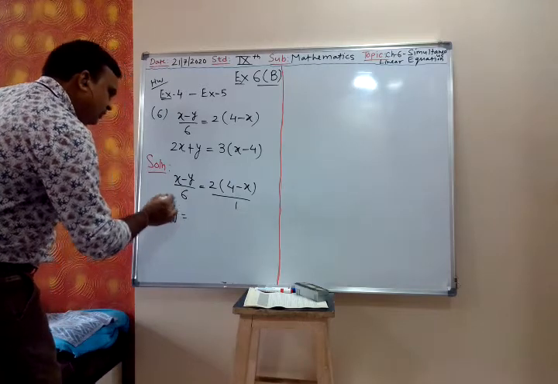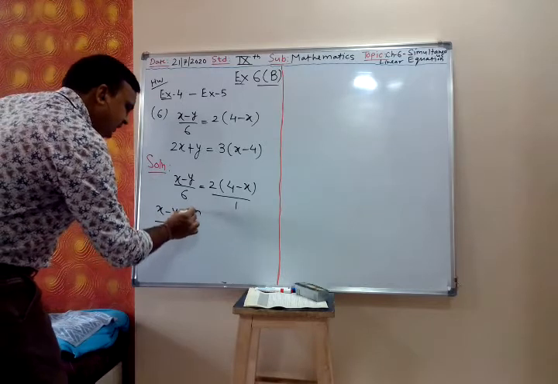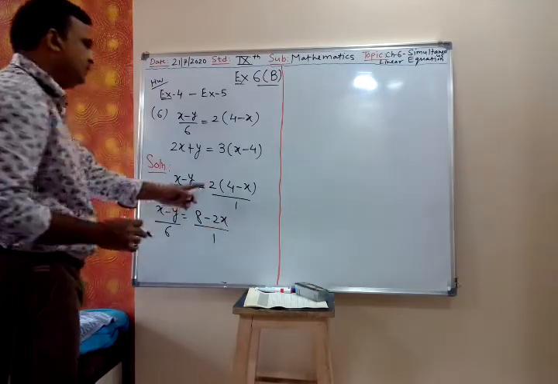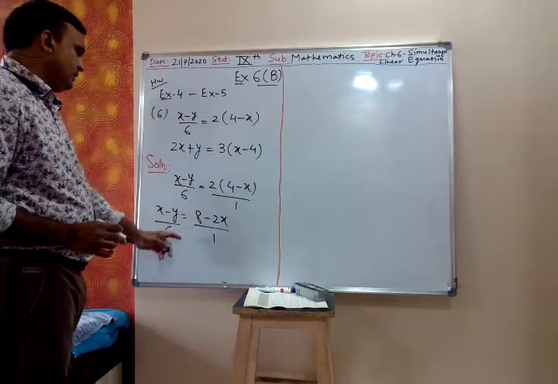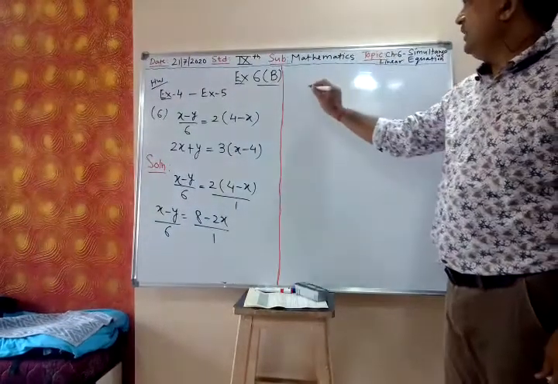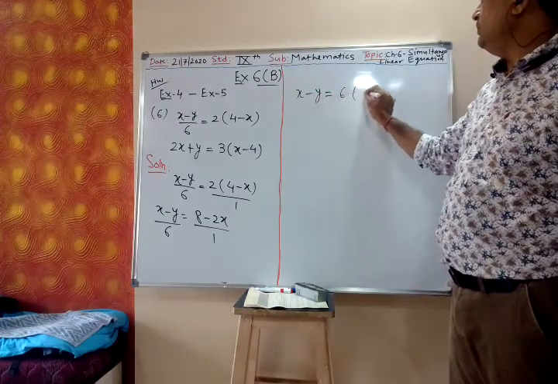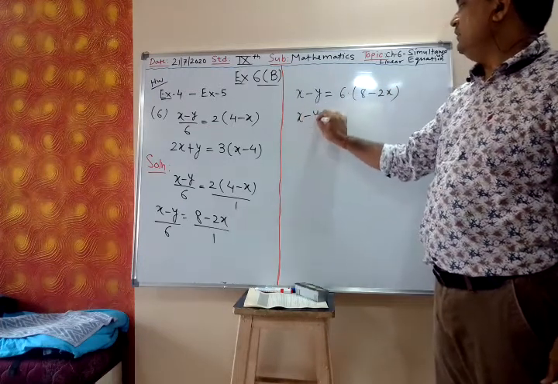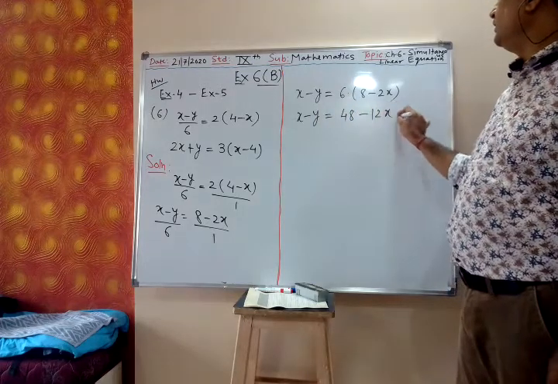6 into, or if you want you can do one more step. x minus y upon 6 is 8 minus 2x upon 1, 2 into 4. Now you cross multiply. You will get x minus y is 6 into 8 minus 2x, so x minus y is equal to 48 minus 12x.